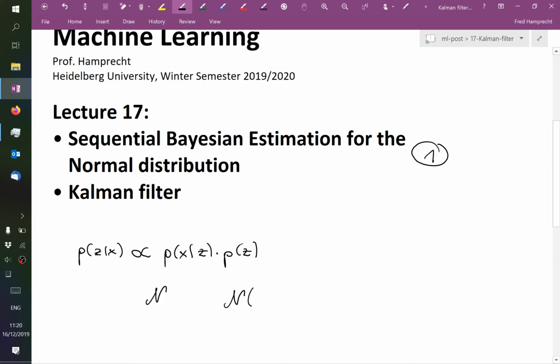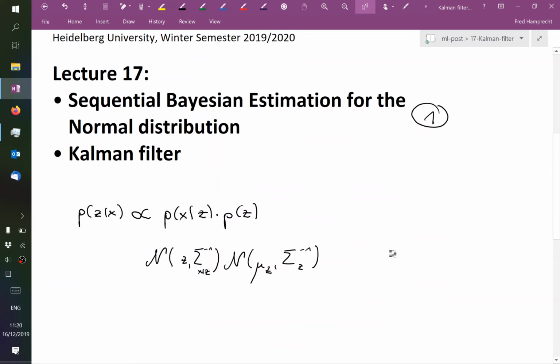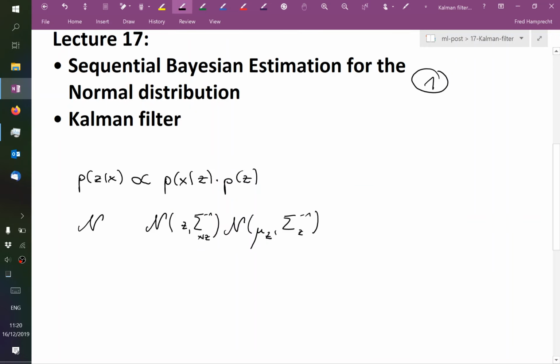So I will say that this prior here has a mean mu z and covariance sigma z to the minus 1. And the likelihood of a measurement x given z is also given by a normal distribution which is centered on z with a covariance of sigma, I'm writing here, x given z to the minus 1. All right, and I was just saying that we then also get out a normal distribution. And by the way, I'm writing down names again. This is prior, this is likelihood, this is posterior.